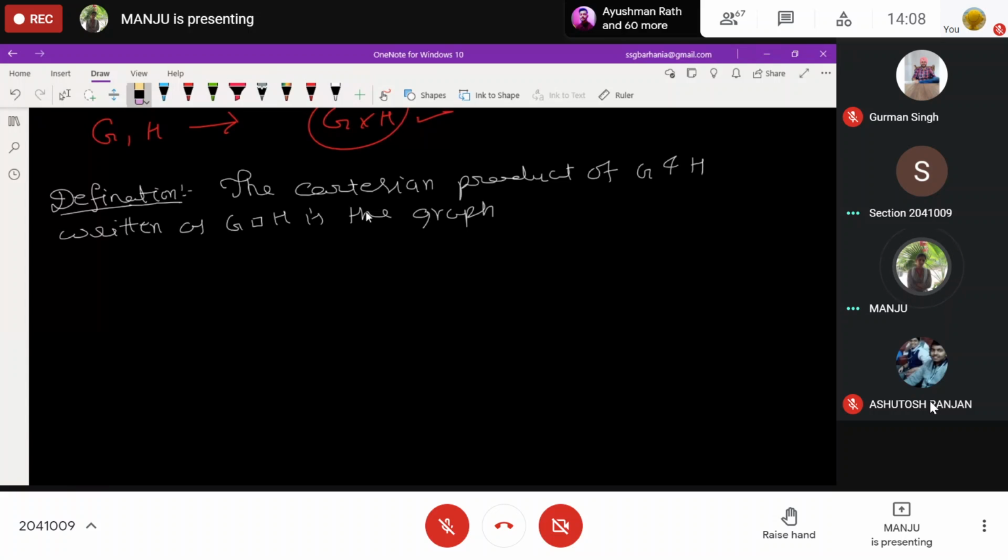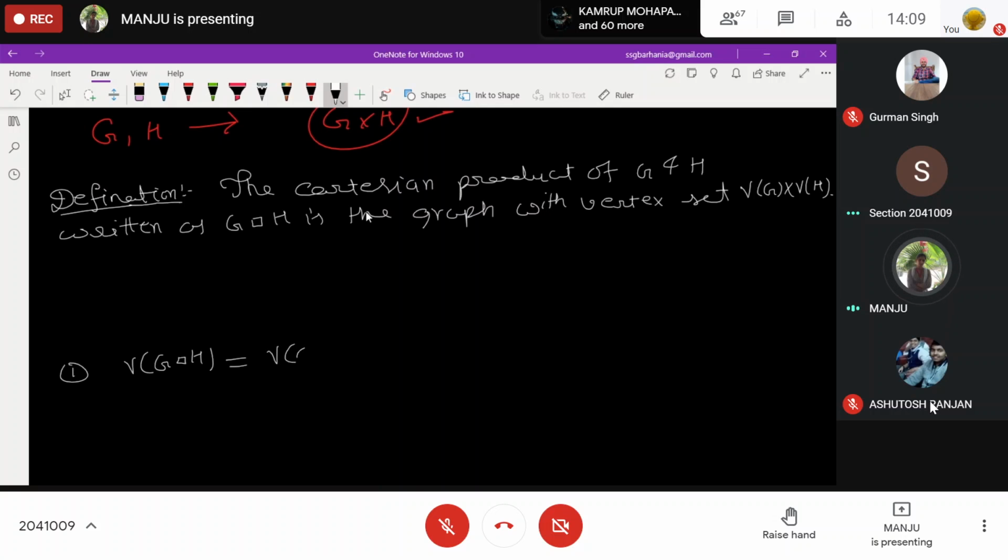It is the graph with vertex set V of G cross V of H. Right? Clear? Not clear? So that is the first condition. What is the vertex set of G small square H? Vertex set of G cross vertex set of H. Clear? This is the first condition.